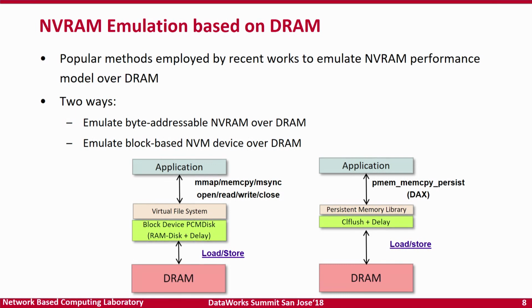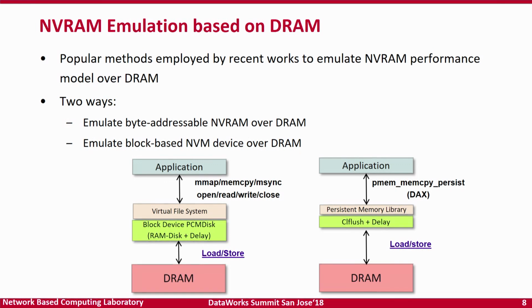On the left-hand side, we have mechanisms to emulate non-volatile memory as a block device. Here you typically have a virtual file system running on top of a block device, such as a RAM disk. And then you can add certain delay to emulate the NVRAM performance on DRAM. On top of the virtual file system, you have your applications, which are typically built using the file system API, like read and write. Similarly, on the right-hand side, you have the way of emulation of accessing NVRAM through memory API.